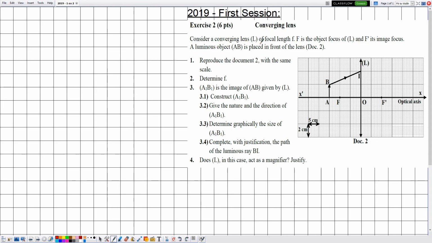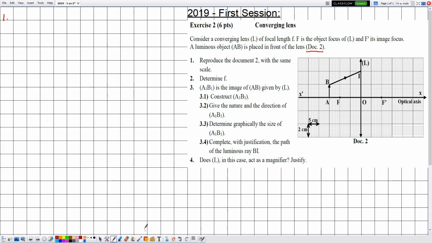Consider a converging lens L of focal length f. F is the object focus of L and F prime is the image focus. A luminous object AB is placed in front of the lens, document 2. So they mentioned the document, so now I can use the document. In number 1, they are telling me to reproduce document 2 with the same scale.